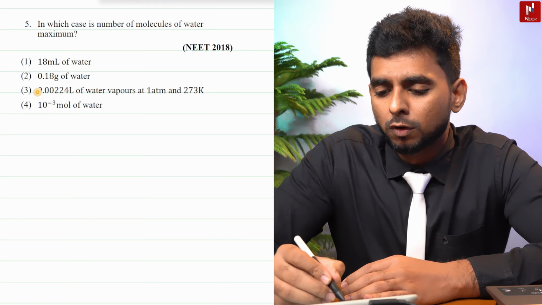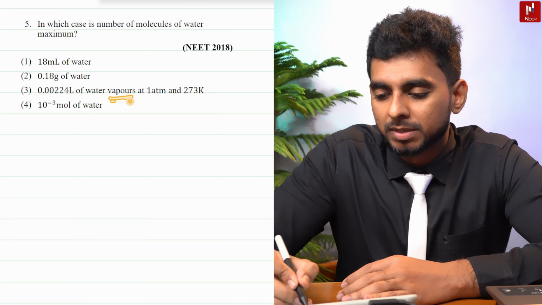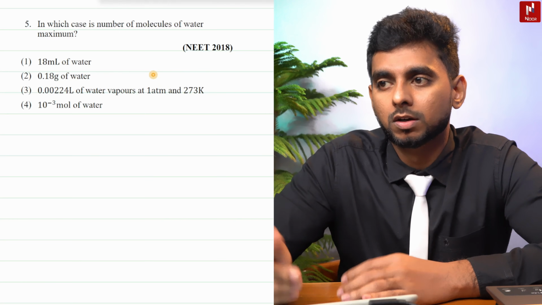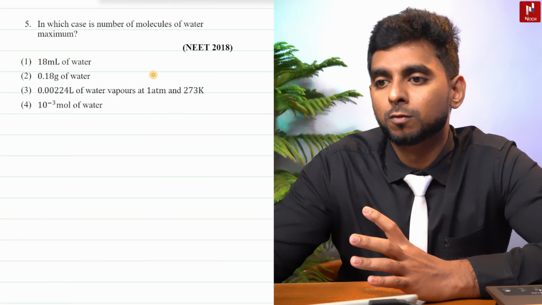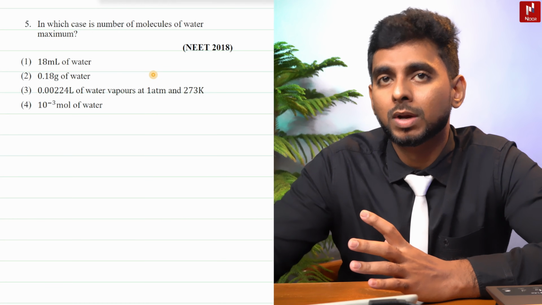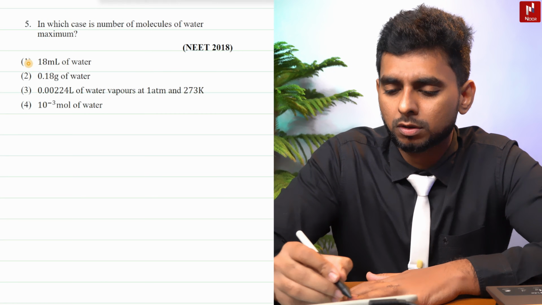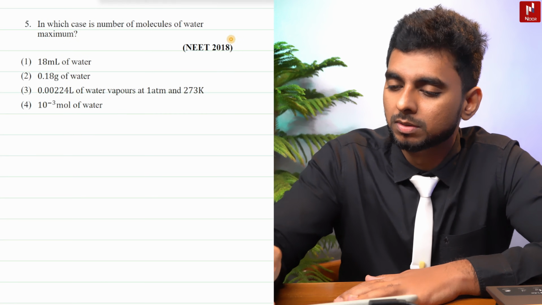But if you look at option 3, it is in the water vapor state, so I'll be able to match it straight away with the 22.4, which I already know. So 22.4 liters of water vapor will have 1 mole of water molecules in it, right? First, let me do option 1, then all the other options will be easy.